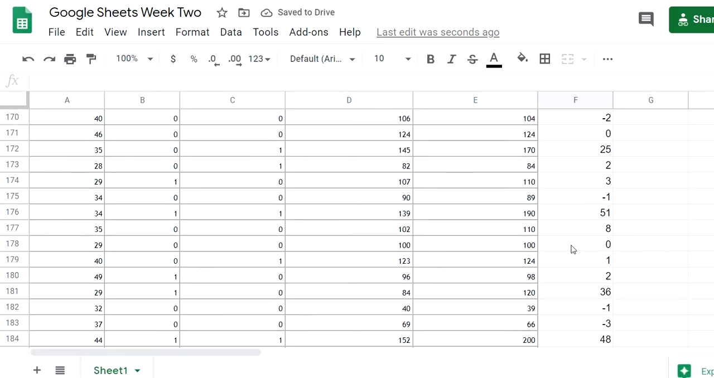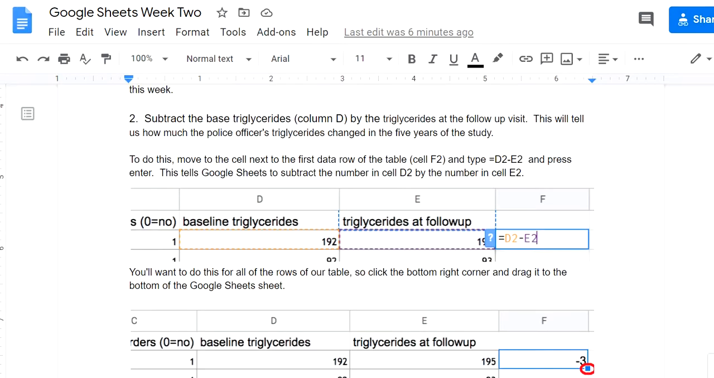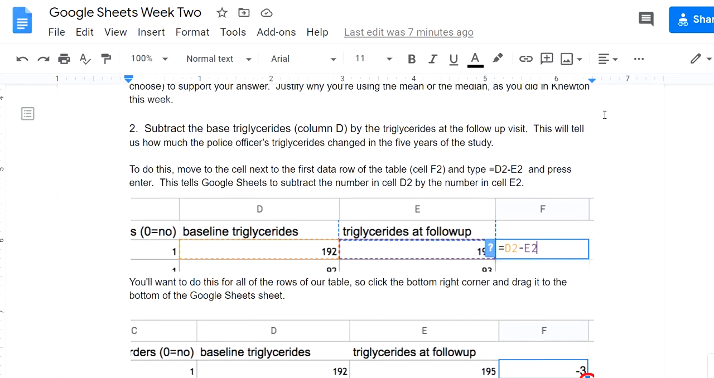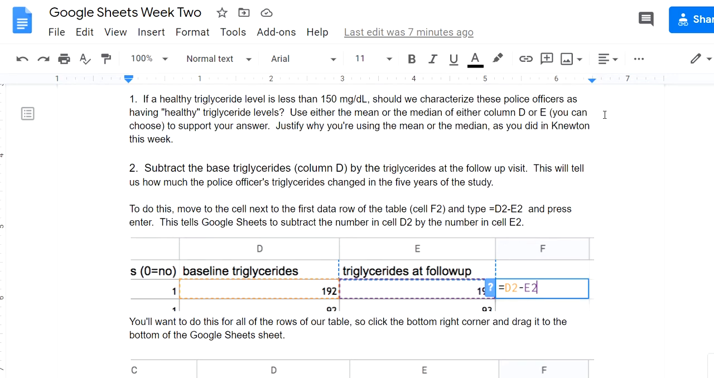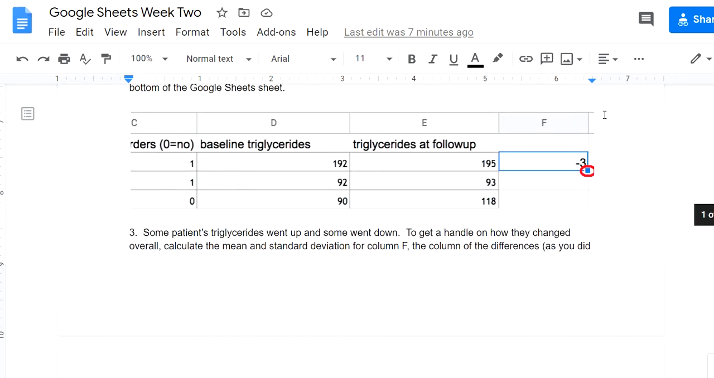There we go. So now we have a column of information that represents the difference. So look, there's a lot of positive values. That means that triglyceride levels went up. This person went down, this person went up in triglyceride levels over the 5 years, so it looks like, maybe things aren't going so good. Maybe the stress has been linked, I think, to triglyceride elevation over time. Okay, so that's part 2.